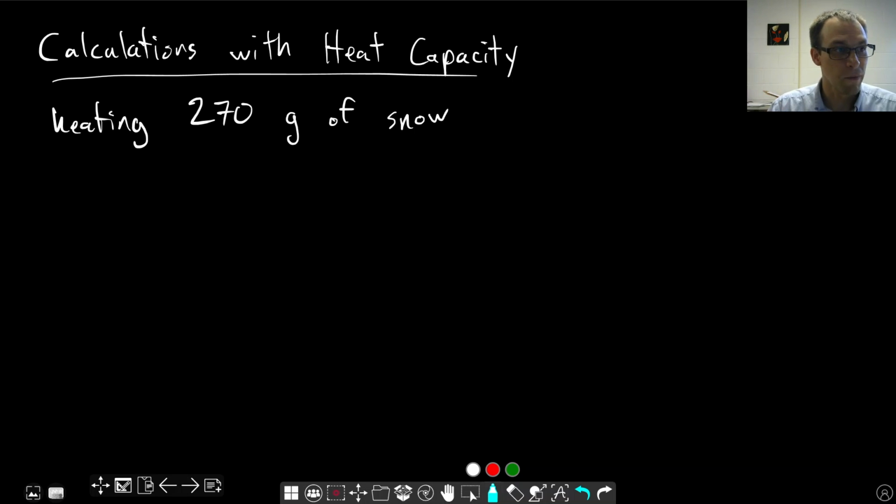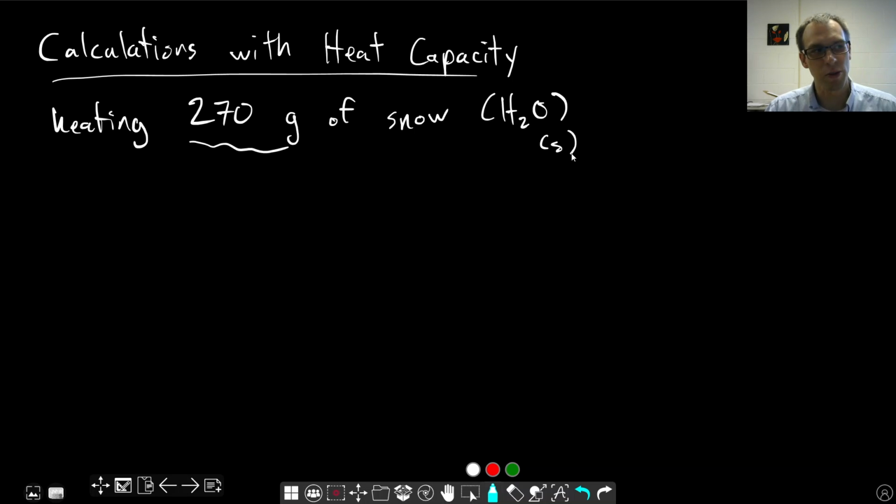So let's look at the very first part of the curve we looked at in the last video. And this is heating, and I picked a number here. We need to know how much snow we're talking about. Again, chemically this is H2O, but it's in its solid form. These are ice crystals that make up our snow. And so we pick a particular mass. This would be information you'd have to figure out, or it would be given to you, depending on exactly how the question is being asked.